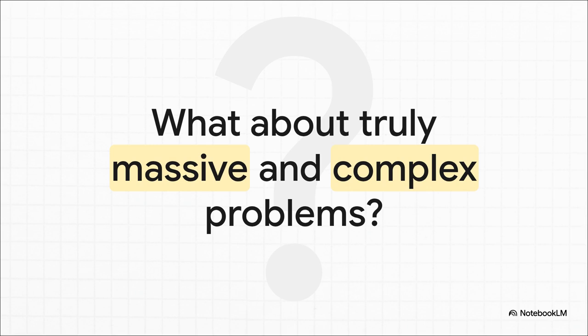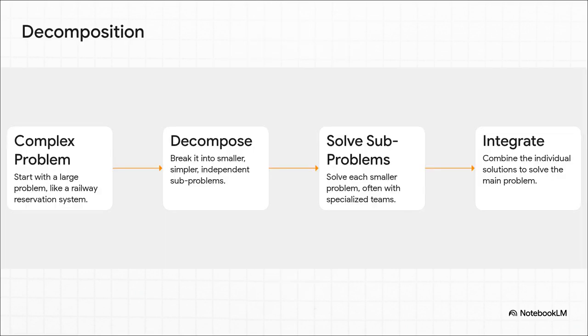But what about something truly massive? How would you even begin to design something as complicated as an entire railway reservation system? And the answer is, you don't. You don't solve it all at once. You use a super powerful strategy called decomposition. You take that massive challenge and you break it into smaller, more manageable pieces. Different teams can solve each part on their own, and then you integrate all the solutions at the end. It's really the only way to build something big.